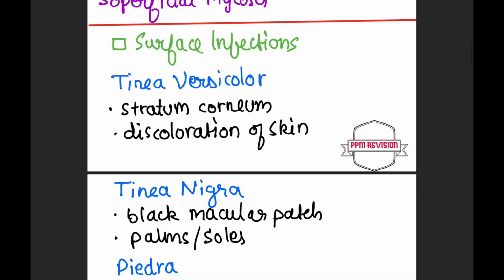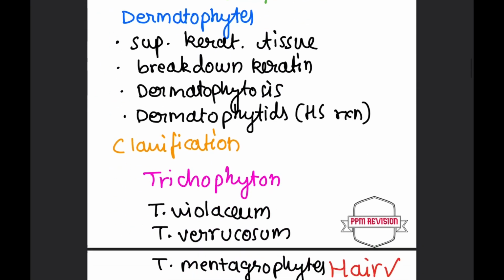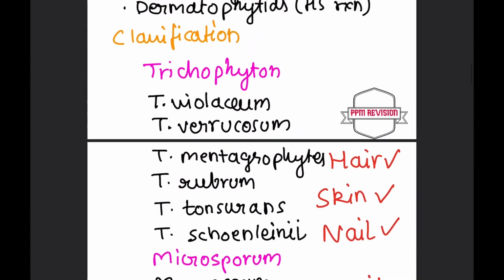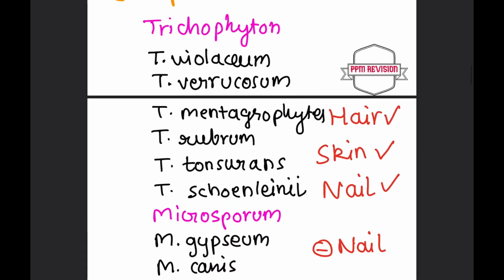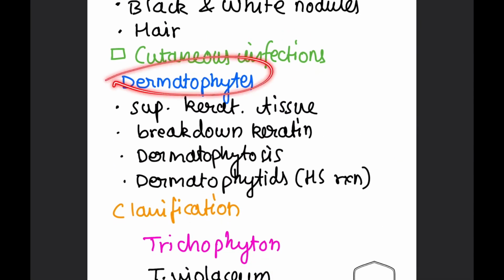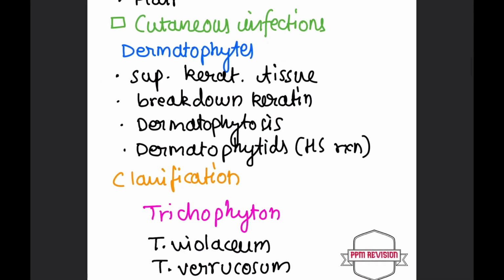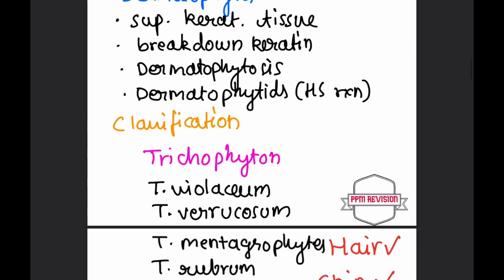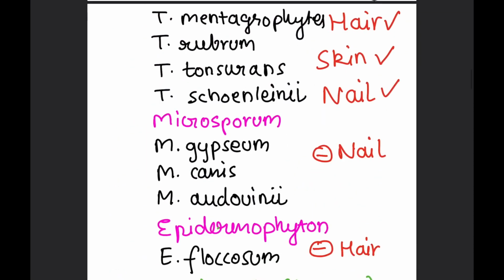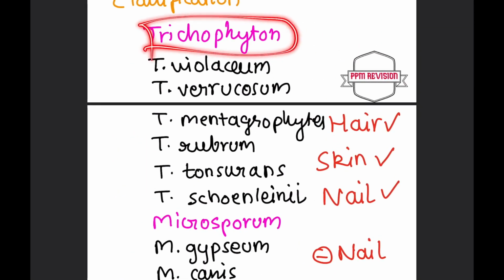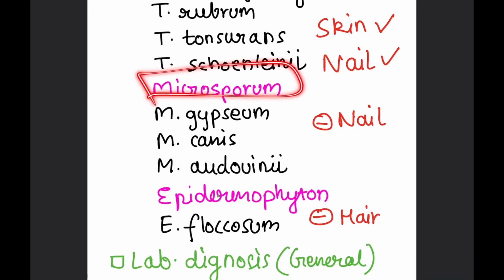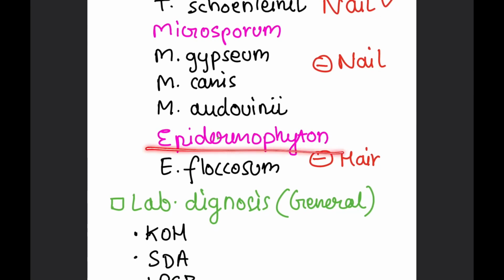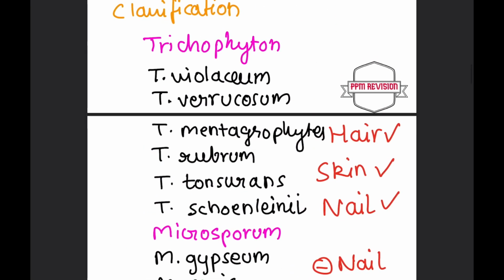Then moving on to the classification of dermatophytes. You have three main headings, that is Trichophyton, and then after Trichophyton there's Microsporum, and moving further after Microsporum there's Epidermophyton.